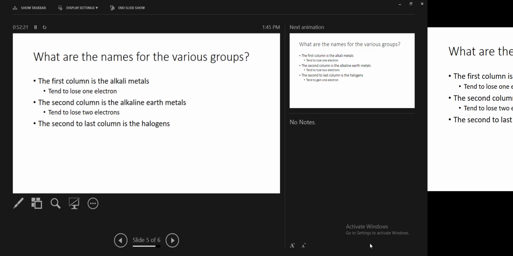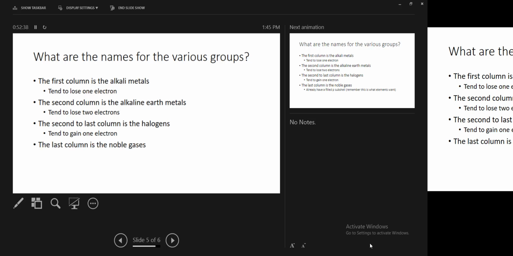Okay, second to last column, these are the halogens, and what are they going to do? They're going to tend to gain an electron, for the same reason, although instead of a whole bunch of them sticking together, you just get two that'll stick together sometimes.